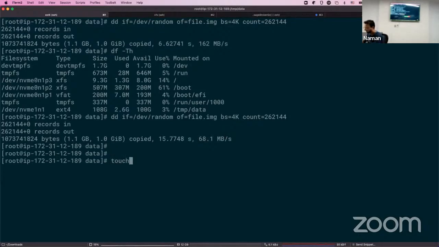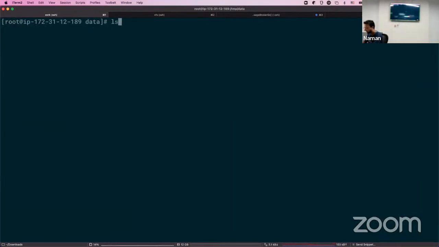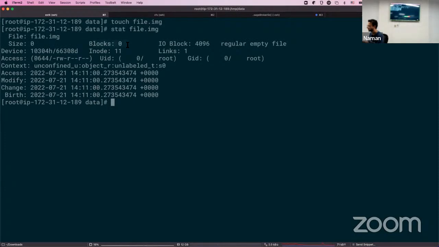So let's try another experiment, okay? We are going to remove this file, right? Now we don't have that file. And what we're going to do is touch file.img, okay? Now if we do a stat on it, it contains 0 blocks. There's nothing there, right? Now, basically, if your theory is correct, then if we run this, it should do it quickly, right? Let's run it.